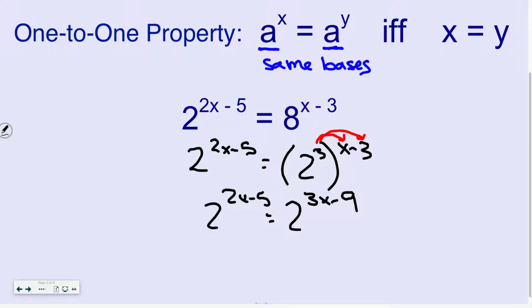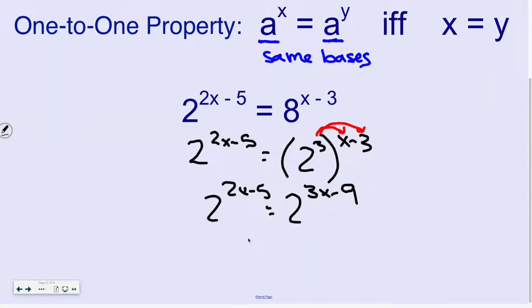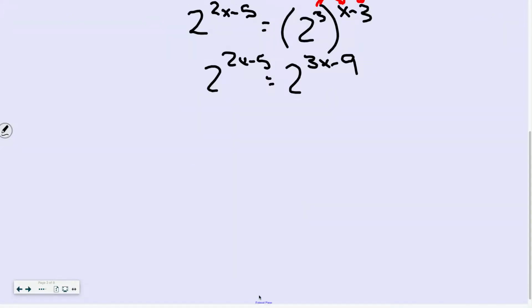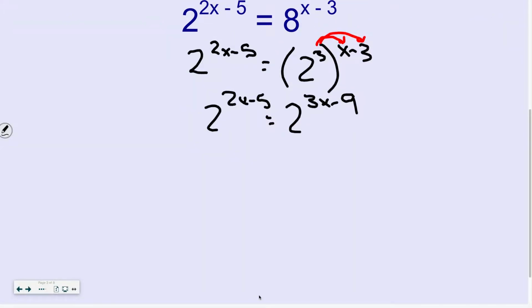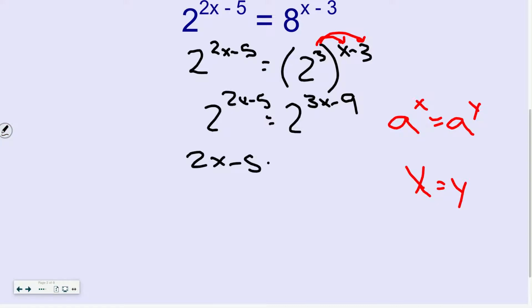Is this now set up so that I could use the one-to-one property? Yeah. It looks like a to the x equals a to the y. So I'll write that off to the side. So they're the same base now. And that's only true if x equals y. So I can say 2x minus 5 equals 3x minus 9. And of course, this is a very simple equation for you to solve. Get x's on one side, numbers on the other. I believe it's x equals 4.